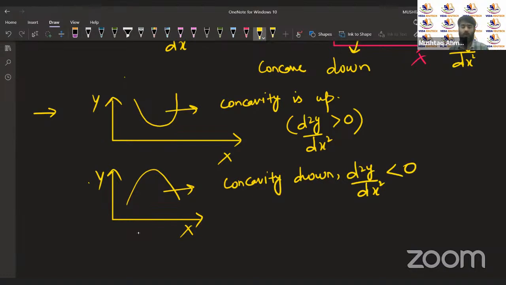And we can also conclude from this that if the function is concave up, it can have a point of local minima. If the concavity is down, it can have a point of local maxima.